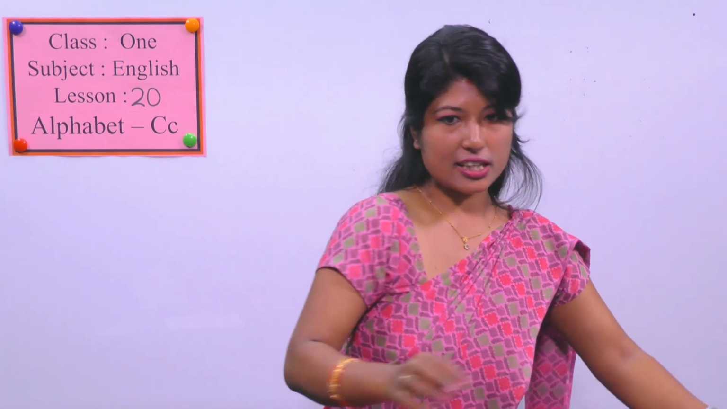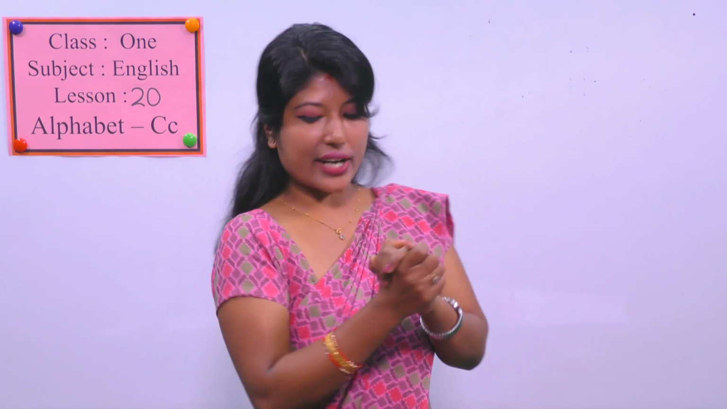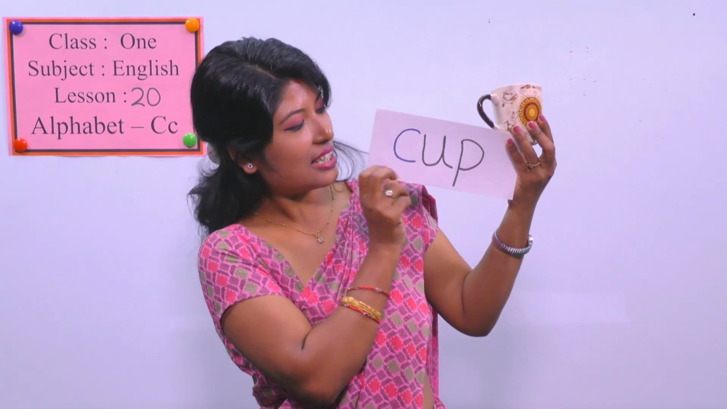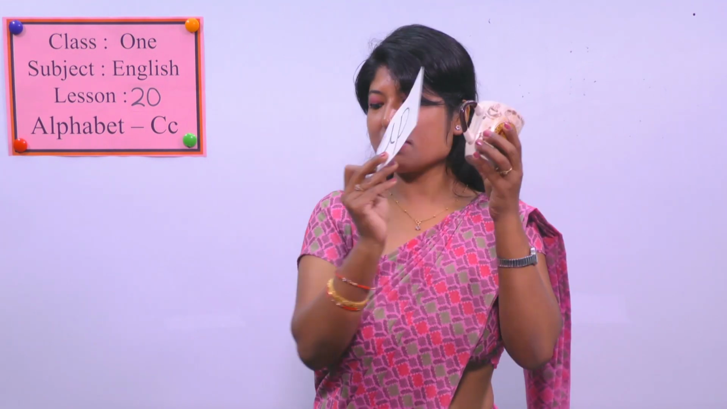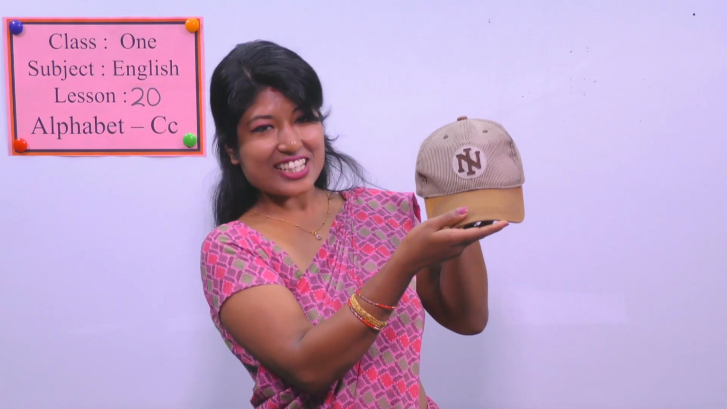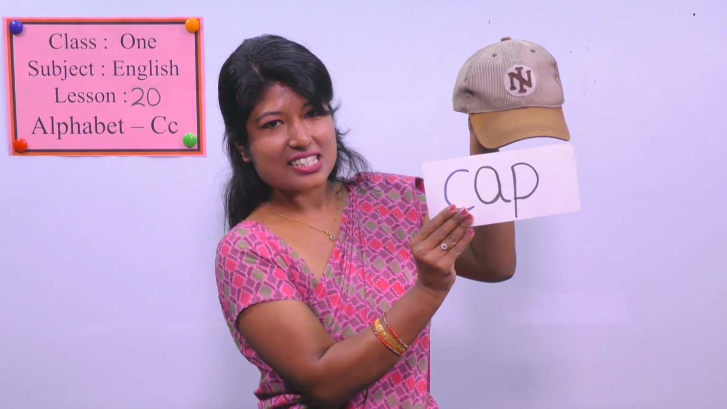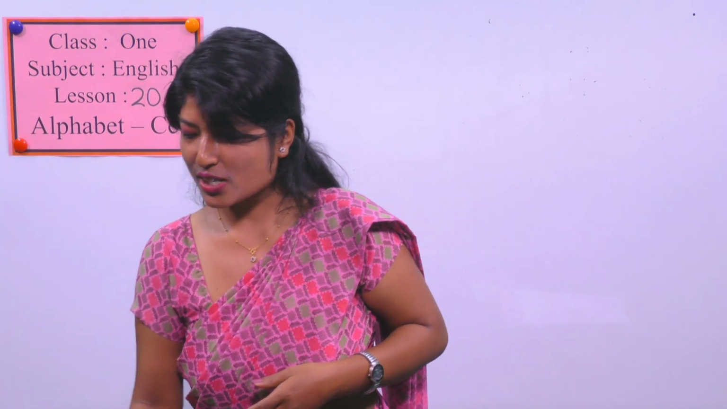Okay. Now finally, I'm going to check whether you have learned it or not. All right. Now tell me, what is this? Yes. This is a cup. C-U-P, cup. That starts with C. Right? Okay, do not forget, this is a cup. Now let me check the next one. Are you ready? Do you know what is here? Okay, what is this? Yes, this is a cap. C-A-P, cap.